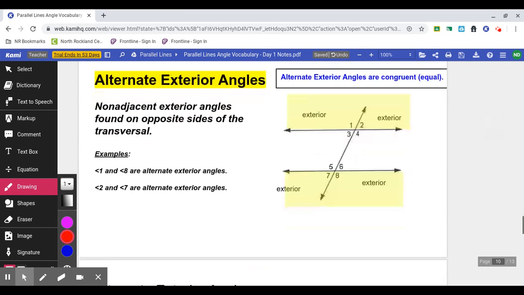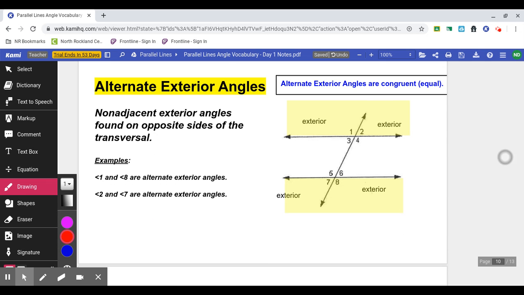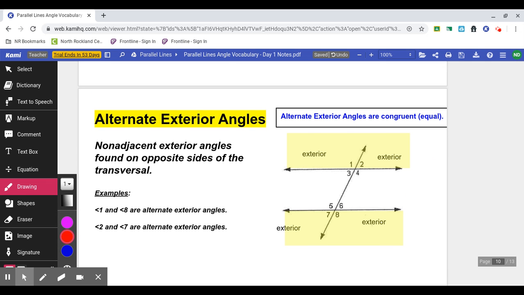Next vocab word, alternate exterior angles. Okay, so the big difference here is the word exterior. So again, we're going to break this apart. Alternate still means opposite. Okay, and exterior now means outside. Okay, so alternate exterior angles are non-adjacent exterior angles found on opposite sides of the transversal. So they're still on opposite sides or alternate sides of the transversal. The only difference is the exterior.